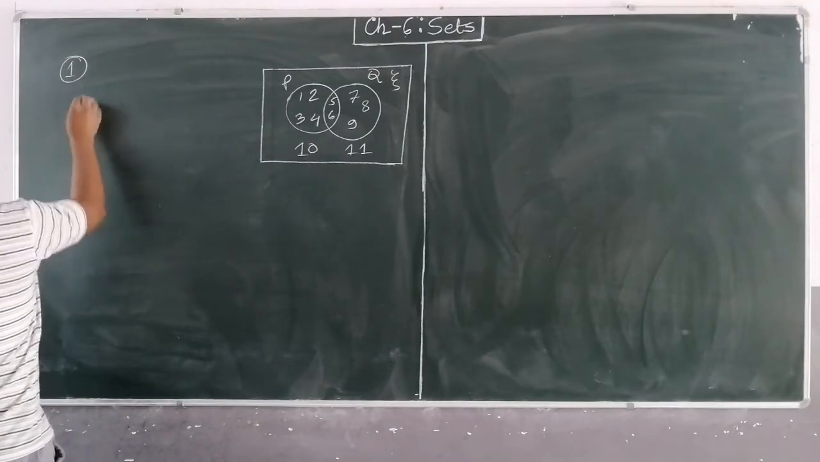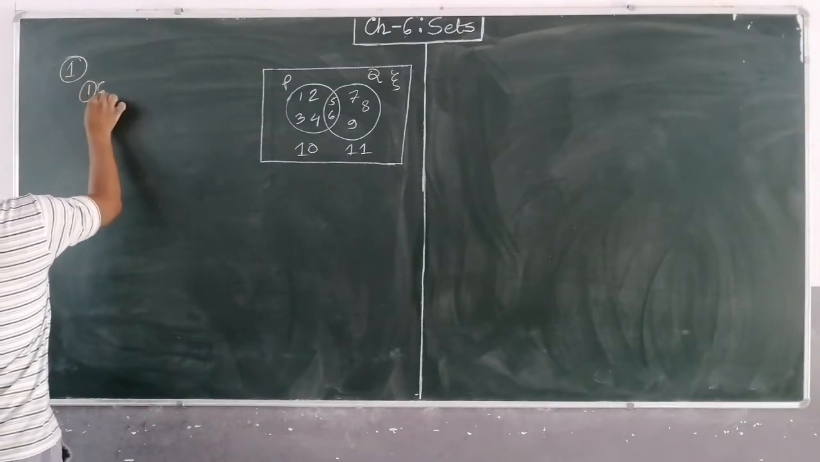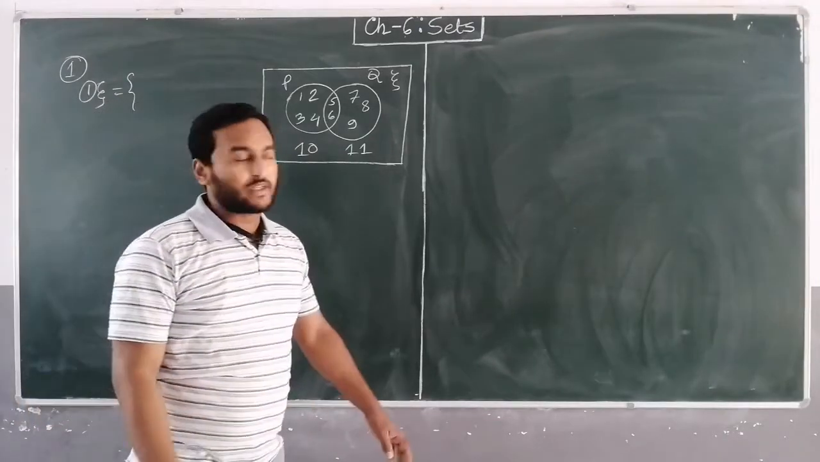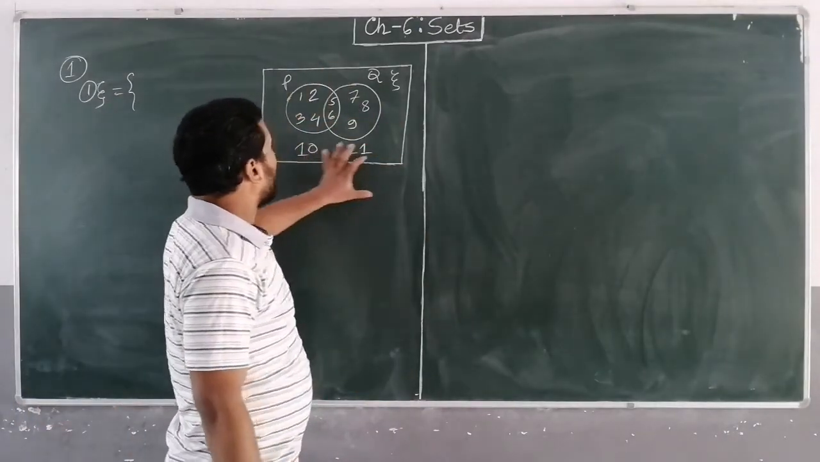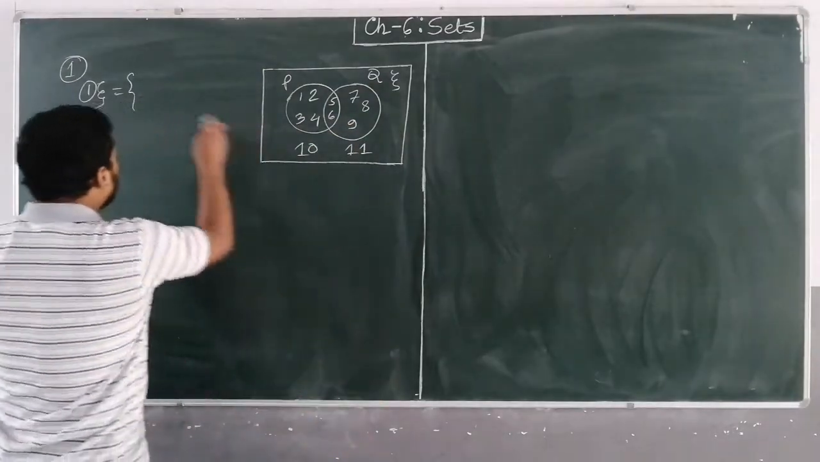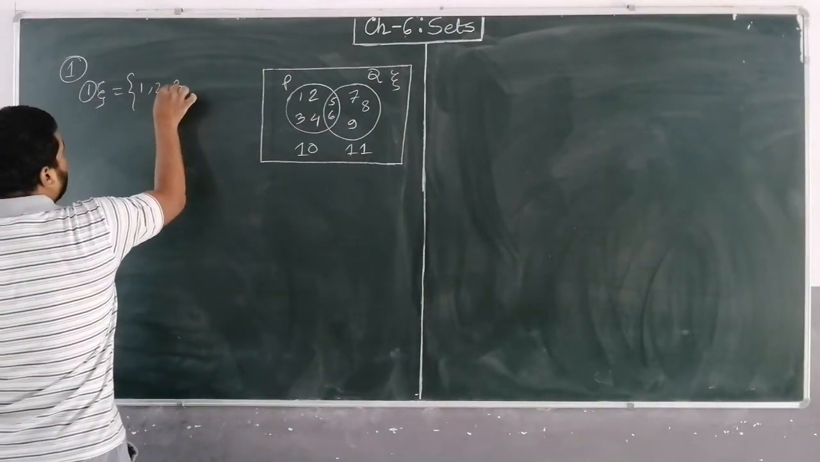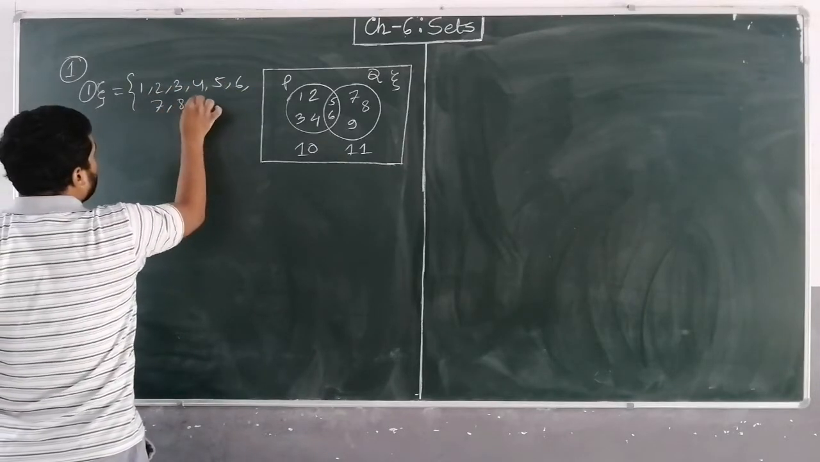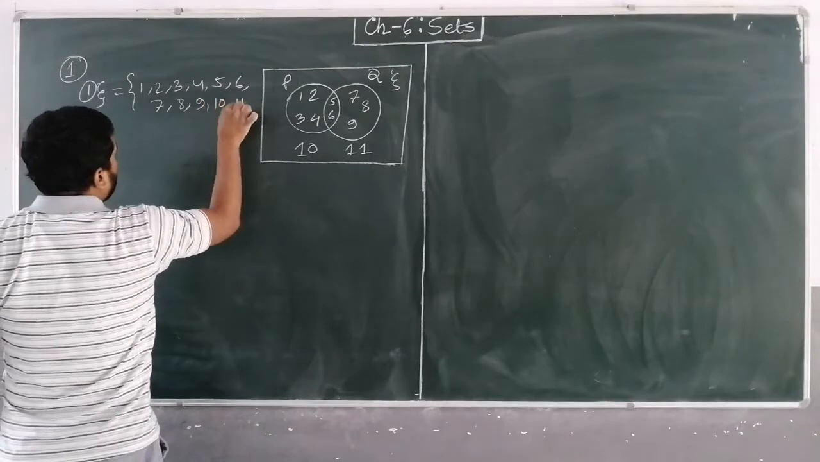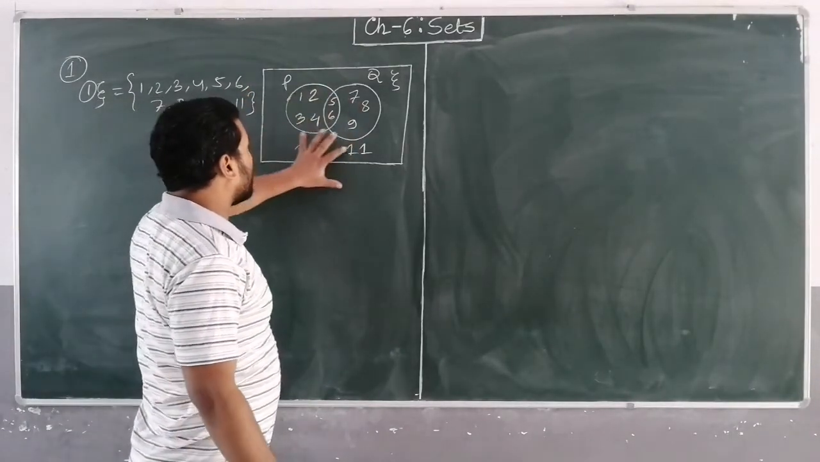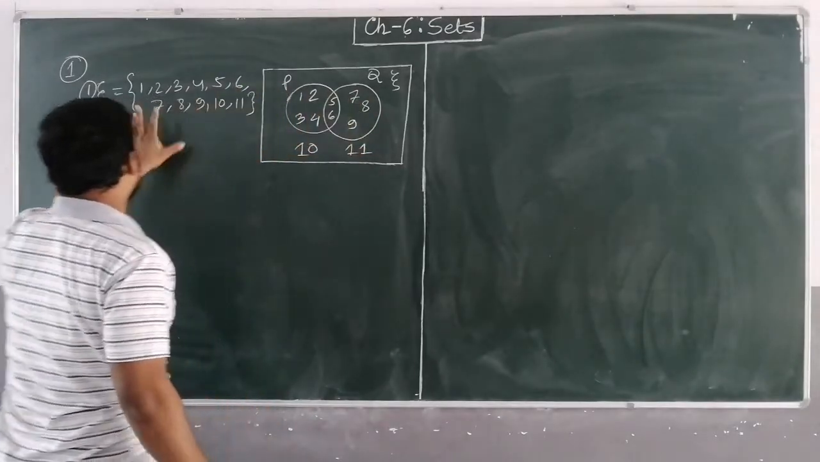So first part, xi. Xi means the universal set, that is, all the elements in this rectangle. So xi will be 1, 2, 3, 4, 5, 6, 7, 8, 9, 10, 11. From 1 to 11, all the elements are included in xi.